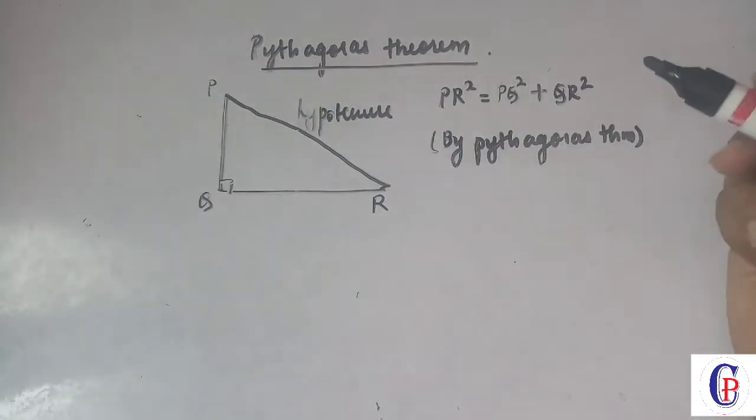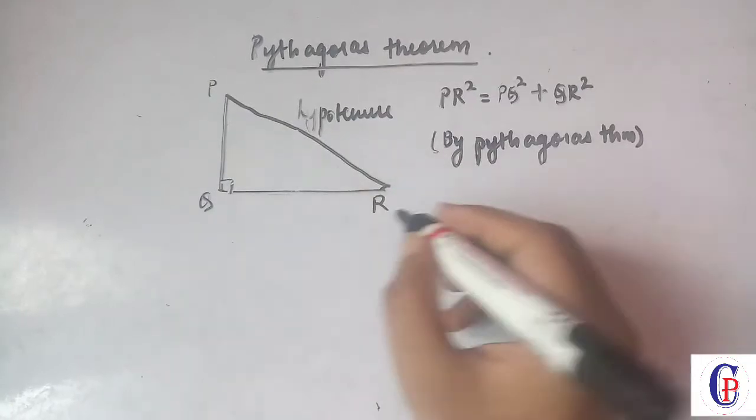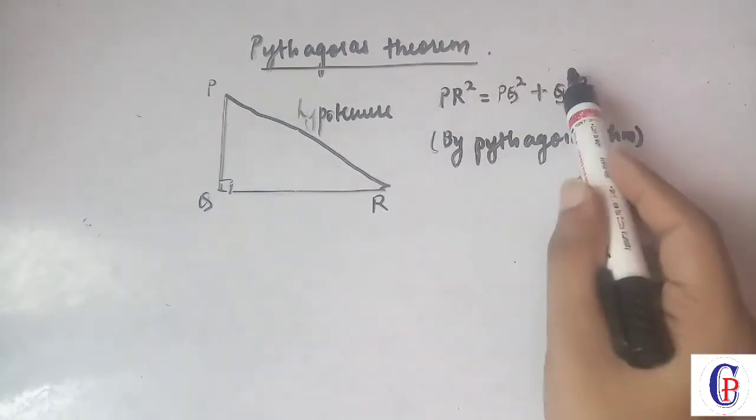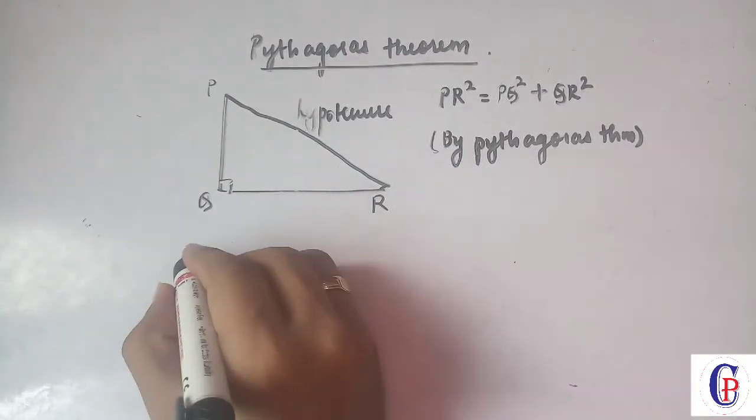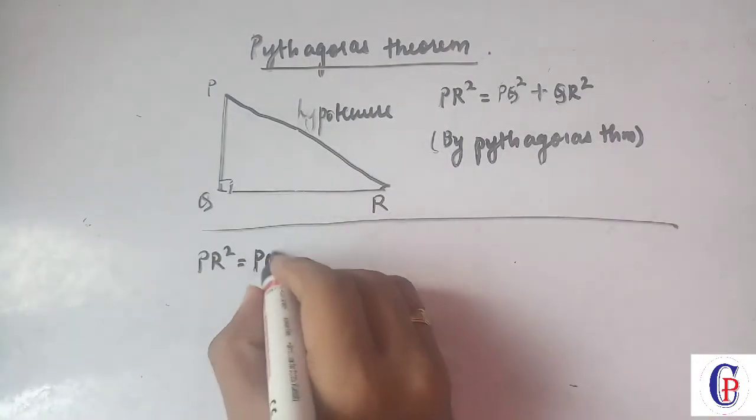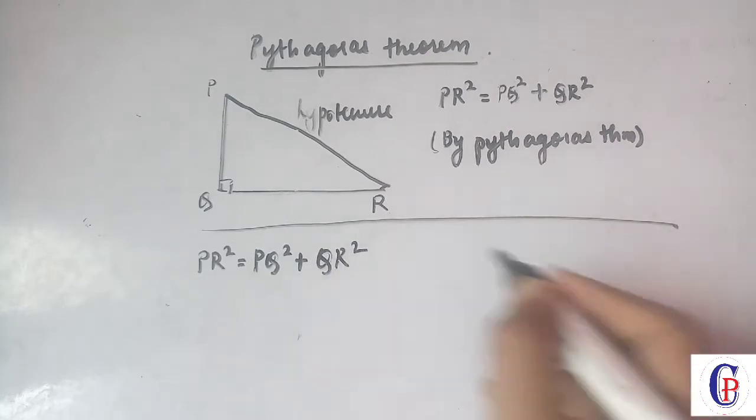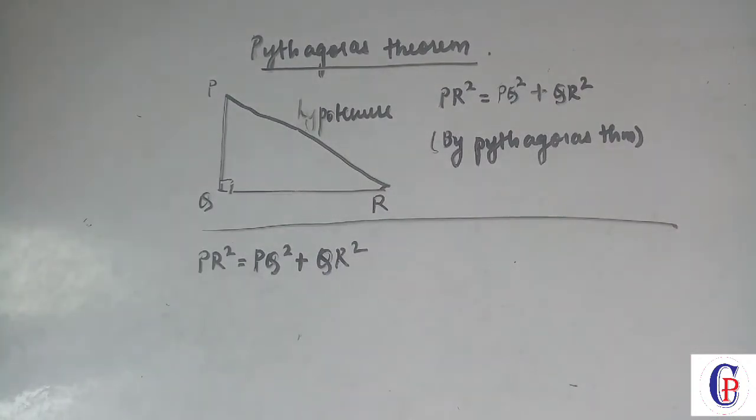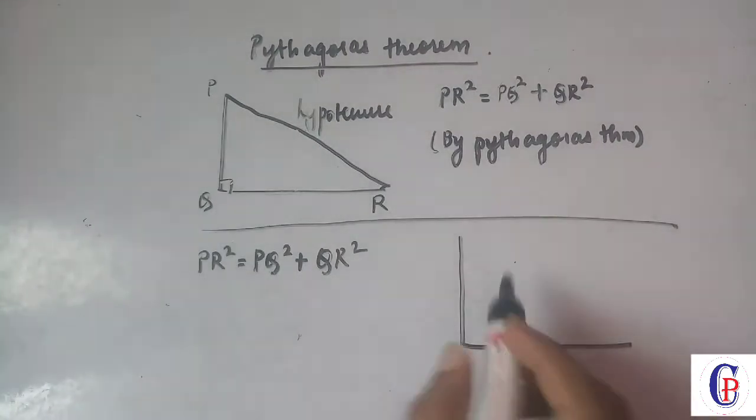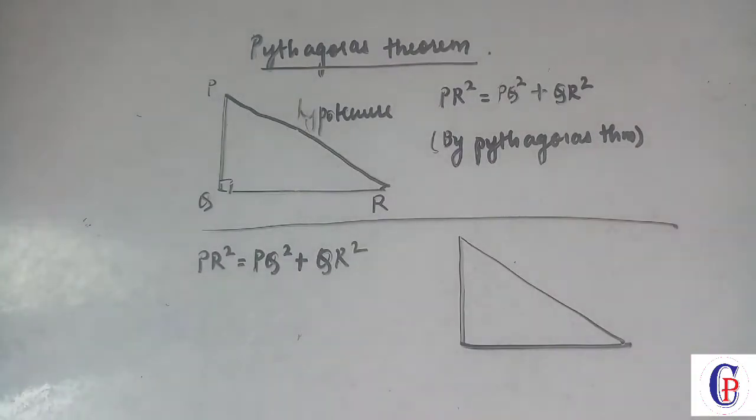But what will be its converse? Its converse is the reverse one. This is given to us, or we solve something and get the answer that PR square is equal to PQ square plus QR square. Then we can immediately say that a right angle triangle can be formed.